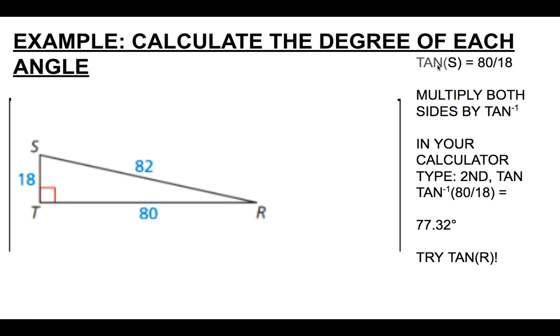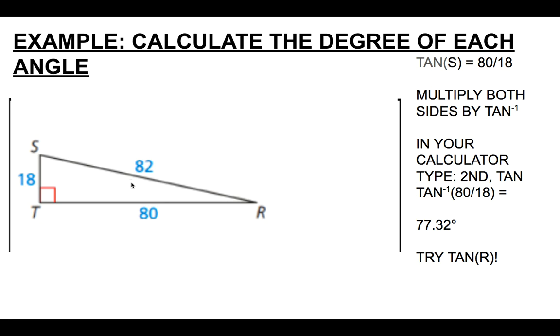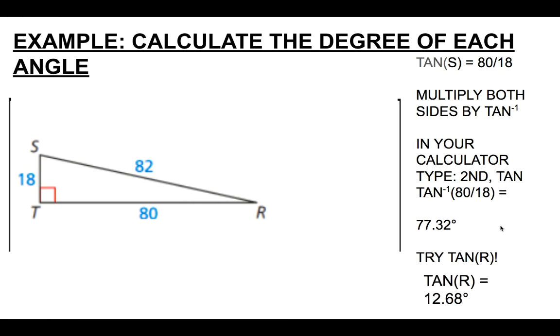So in this case, remember how we always do the inverse operation in order to isolate? So the inverse operation now is considered tangent to the -1. So this is inverse tangent. So in your calculator, you would end up typing the second key and then tangent, and that's going to change it to tangent -1. And then you would type in your fraction, 80 divided by 18. And once you do that, you get 77.32. Go ahead and try tangent of R, because you know what it should turn out to be, even to check your work. If you know that this angle is 77.32, you can just do 90 minus that to get this angle, so you can check your work that way. And you should get 12.68.